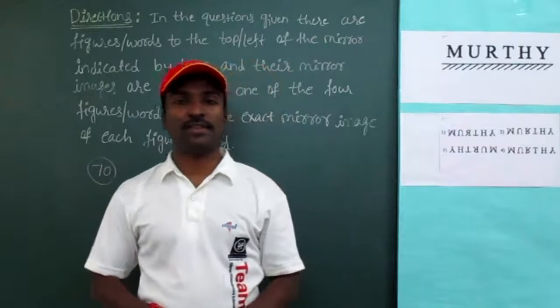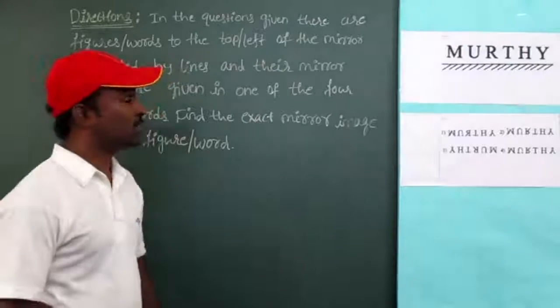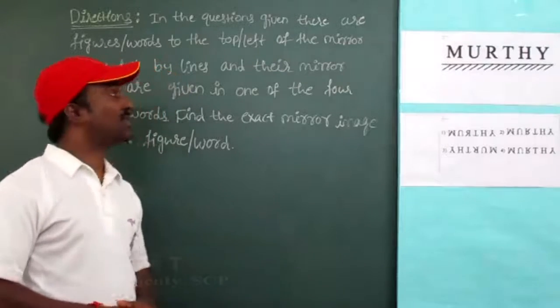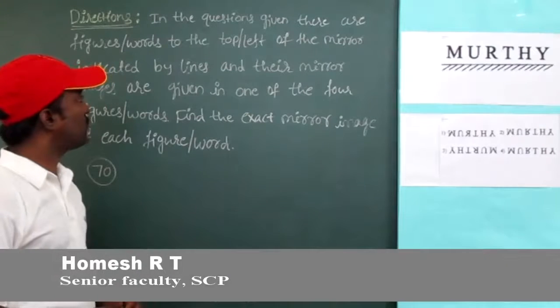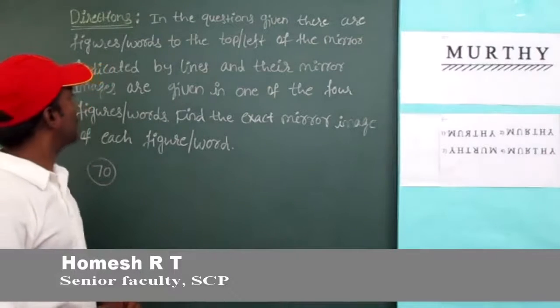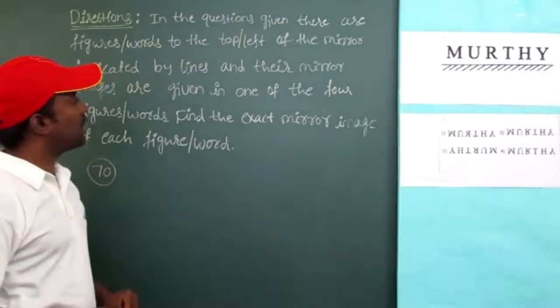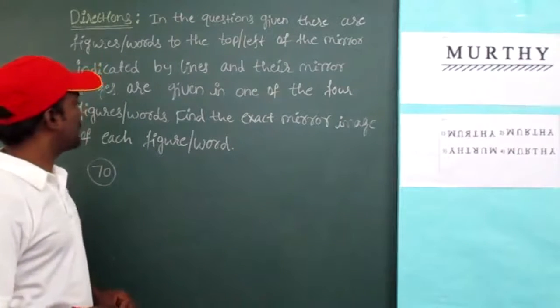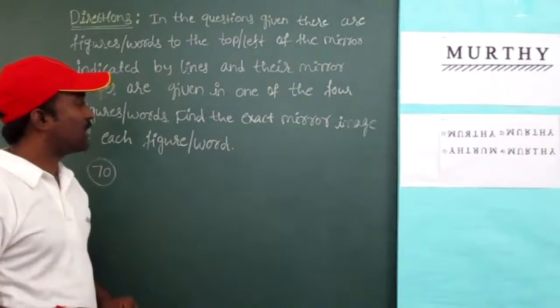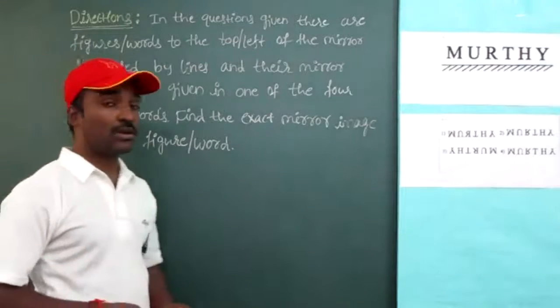Well friends, here is problem number 70. Before moving to the problem, I will read the direction. In the questions given, there are figures or words to the top or left of the mirror indicated by lines, and their mirror images are given in one of the four figures or words. Find the exact mirror image of each figure or word.